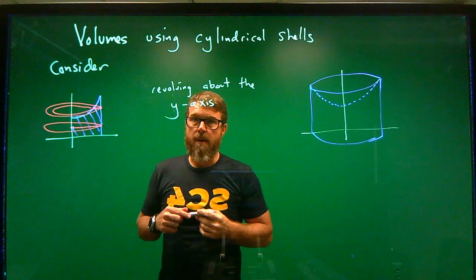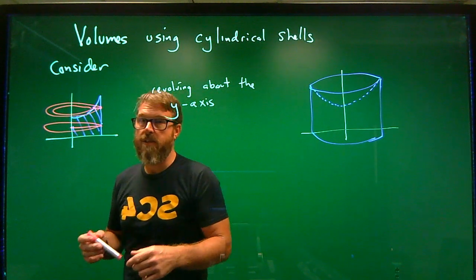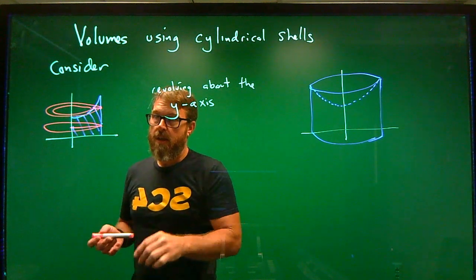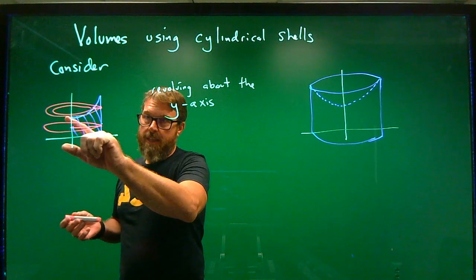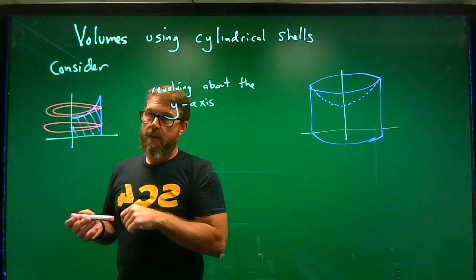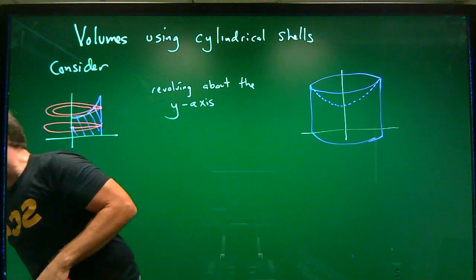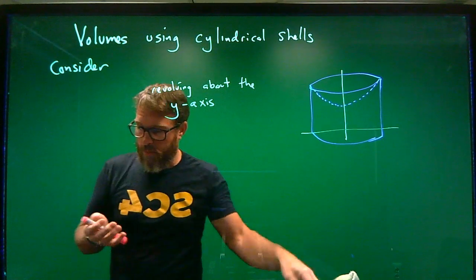So the problem with doing this with the disk or washer method is you'd have to do two integrations. You're going to integrate in the y direction because you're slicing in the y direction, but you're going to have to do an integral from, say, some C to D and then from D to E. So instead of doing this as two separate integrals, I'd much prefer to do it as one integral. So we're going to use what's considered the shell method.